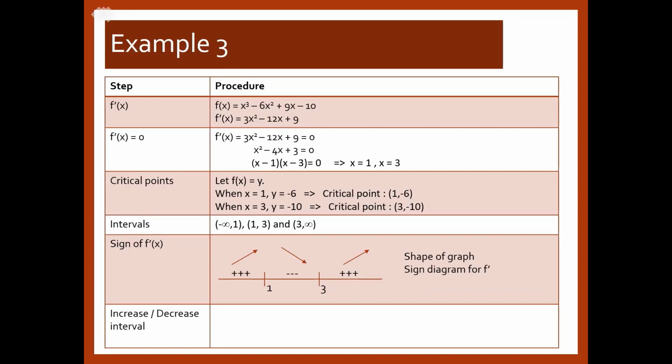By taking any value within the interval, you should obtain a positive sign from negative infinity to 1, a negative sign from 1 to 3, and a positive sign from 3 to infinity. Therefore, the function is increasing on the intervals negative infinity to 1 and 3 to infinity, and decreasing on the interval 1 to 3.